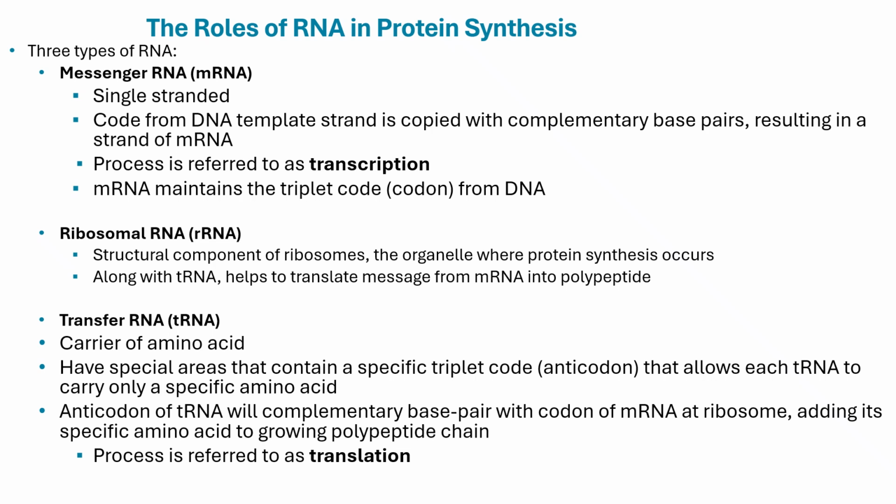And then transfer RNA, or tRNA. This carries the amino acid and has special areas that contain a special triplet code, or anticodon, that allows each transfer RNA to carry only a specific amino acid. The anticodon of tRNA will complementary base pair with the codon of messenger RNA at the ribosome, adding its specific amino acid to the growing peptide chain. This process is referred to as translation.